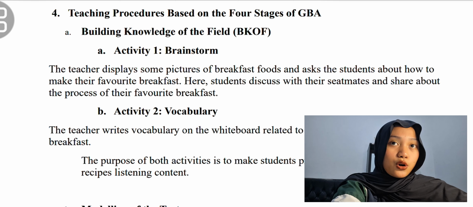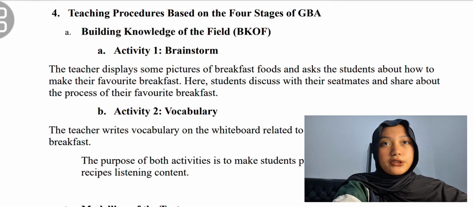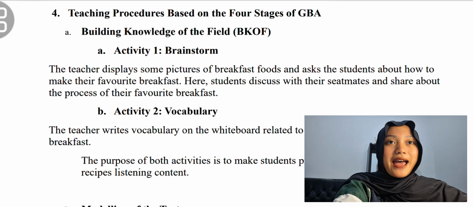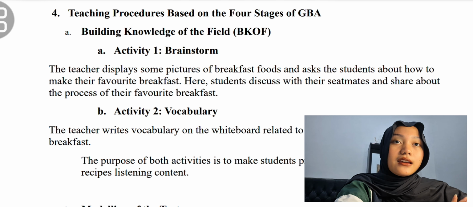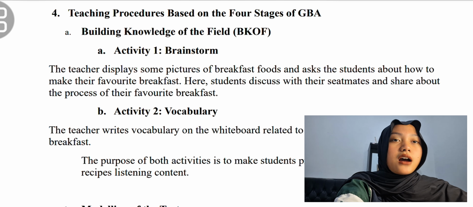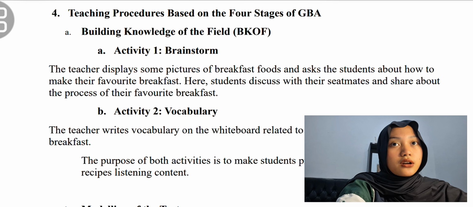So in brainstorming, the teacher displays some pictures of breakfast foods and asks the students how to make their favorite breakfast. Here, students discuss with their seatmates and share about the process of their favorite breakfast.